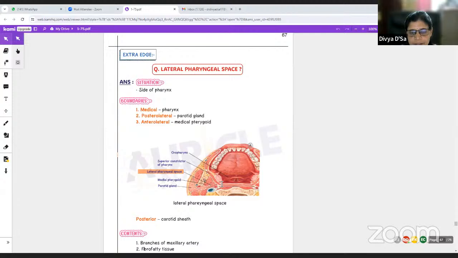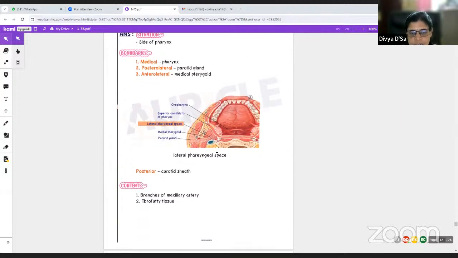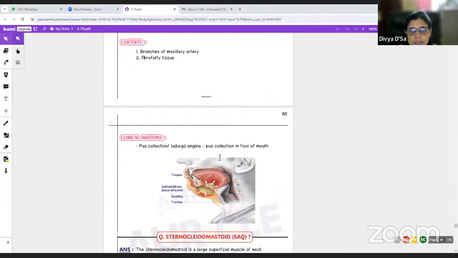So medially pharynx, posterolaterally parotid gland, anterolaterally medial pterygoid muscle, and posteriorly the carotid sheath. The contents here are mainly the branches of the maxillary artery and fibrofatty tissue. Here also Ludwig's angina can be seen. There may be a collection of pus because of Ludwig's angina. Basically there is infection here and the pus may be collected in the floor of the mouth.